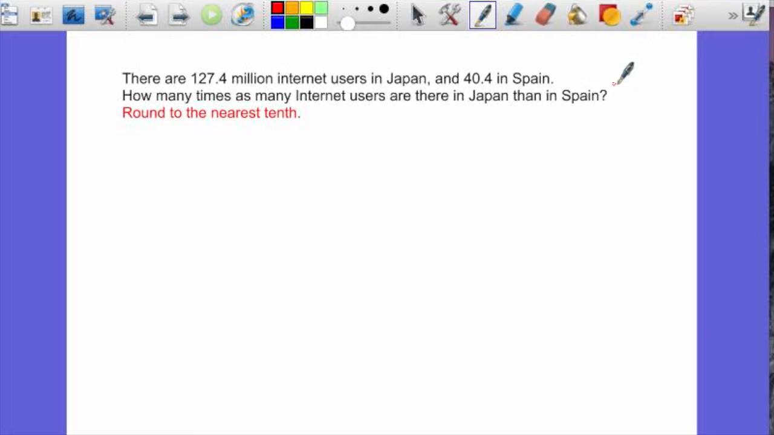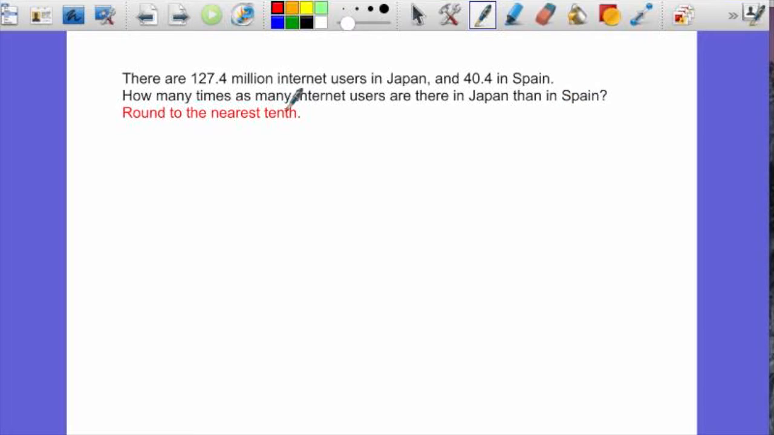Lastly, we're going to do a word problem. There are 127 4/10 million internet users in Japan and 40 4/10 in Spain. How many times as many internet users are there in Japan than in Spain? That question there is hard to read, so I'm going to read it again. How many times as many internet users are there in Japan than there is in Spain? So I added some extra words to help myself.